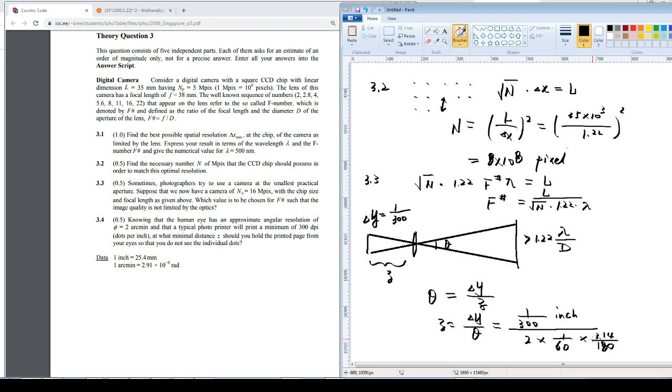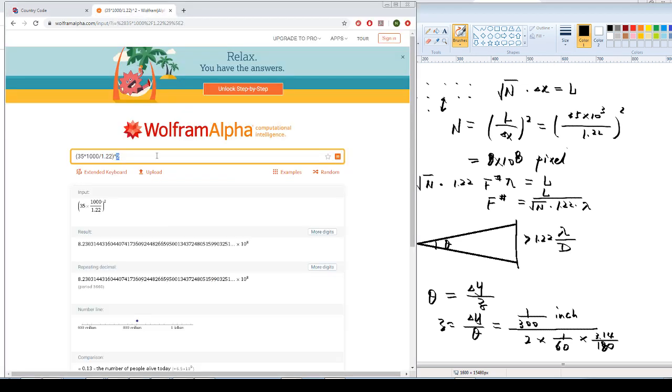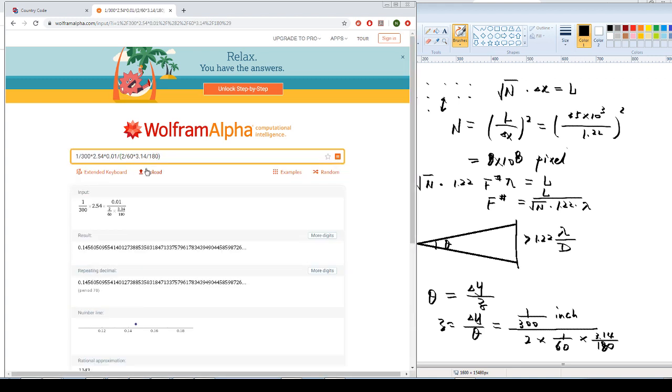Yeah, so I'm curious what this number is. 1 over 300 times 2.54 times 10 to the minus 2. That's how many meters there is. So 14, 15 centimeters away. That seems reasonable.